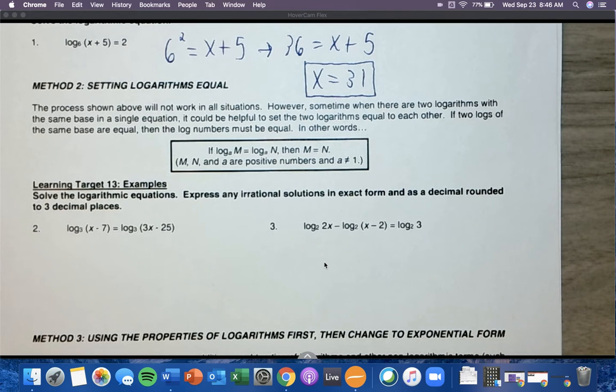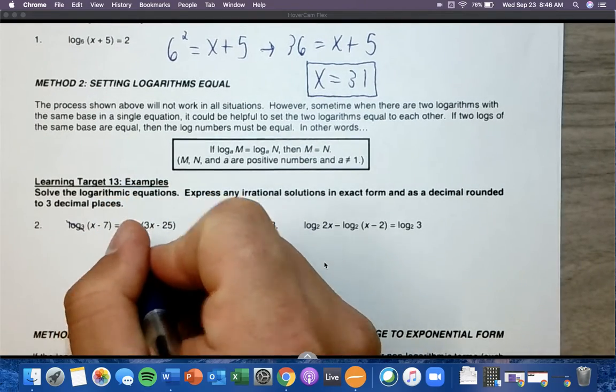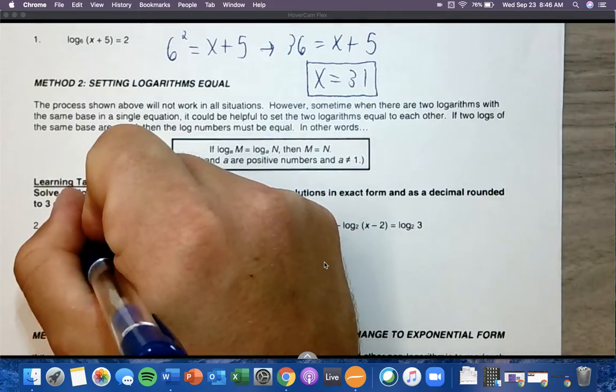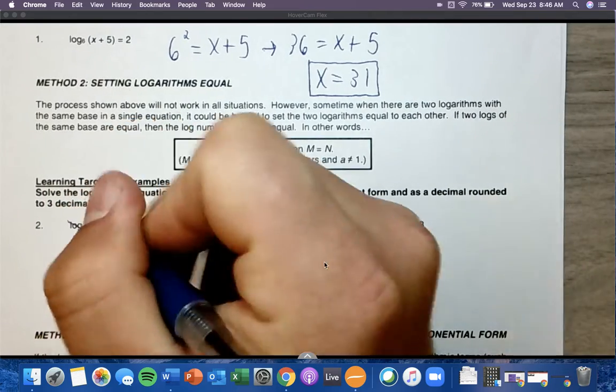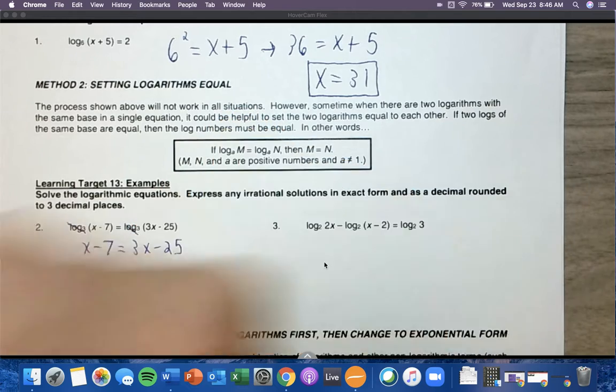The goal in these problems is to have the same base so that we can just set what's inside the logarithms equal to each other. Like number 2, here we have log base 3 and log base 3. So we know we can drop those. We can get rid of these log base 3's and just say x minus 7 is equal to 3x minus 25.